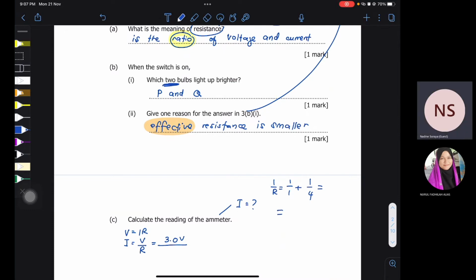5 over 4, 5 over 4 kan? Tapi kita nak R. So what's R? 4 over 5. So 4 over 5 tekan calculator berapa? 0.8. Betul? Betul tak? Yeah.